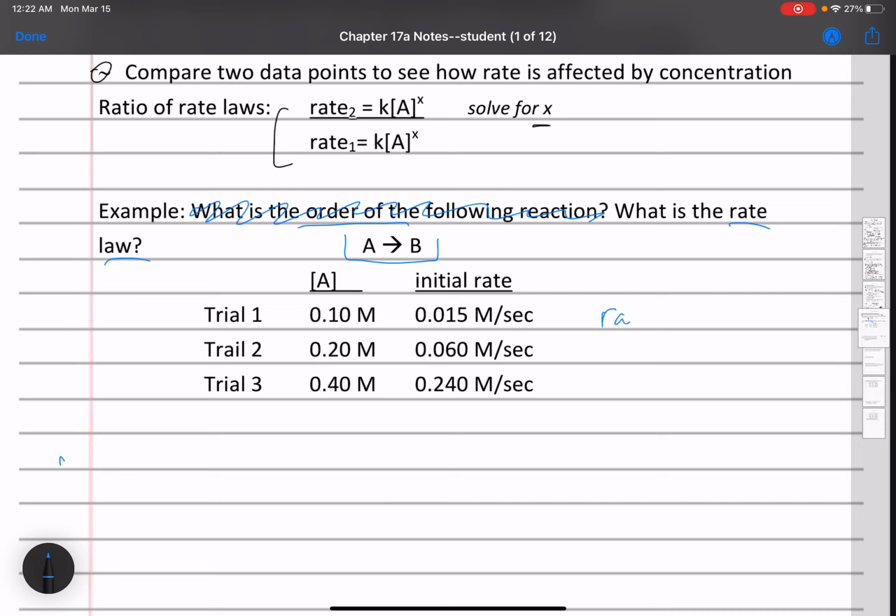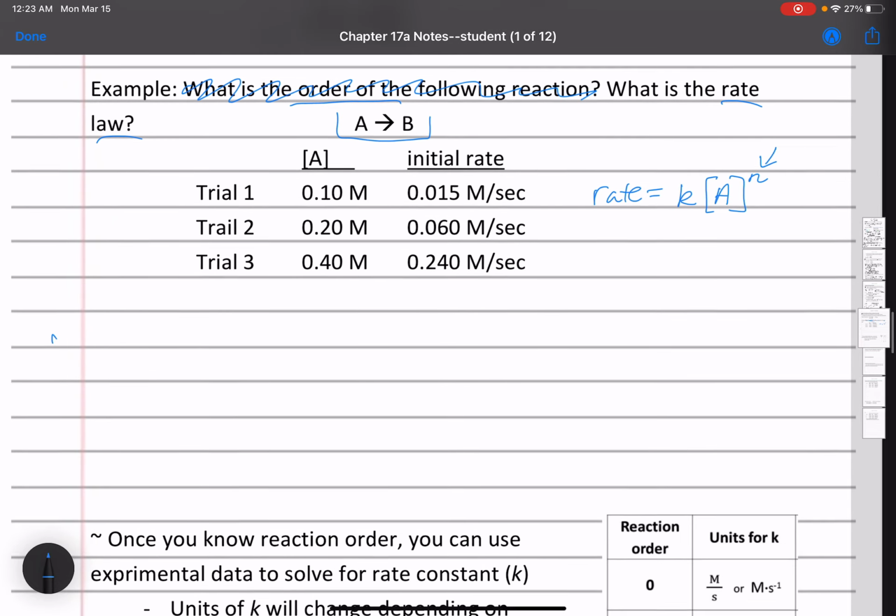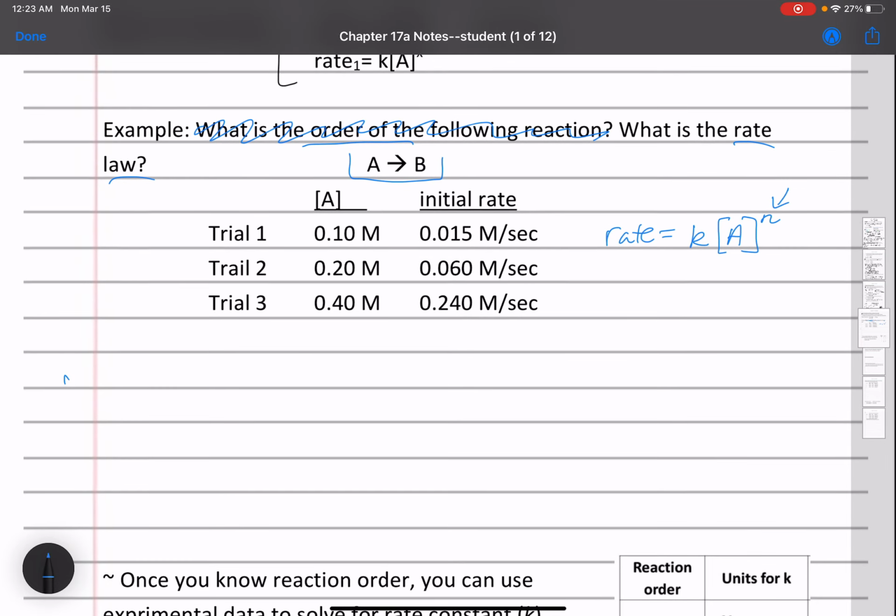So the rate law, sketched out, is going to be this, with an n there. Okay, so we need to figure out what that n is in order to be able to actually write the rate law. We also technically need to figure out that k, and we're going to do that in the next part of the problem here. But for this part of the question, I was trying to be specific. What is the order? We're trying to figure out the order so that we can write the rate law.